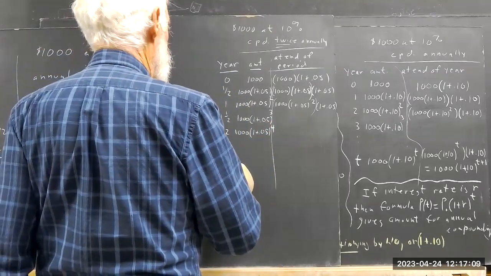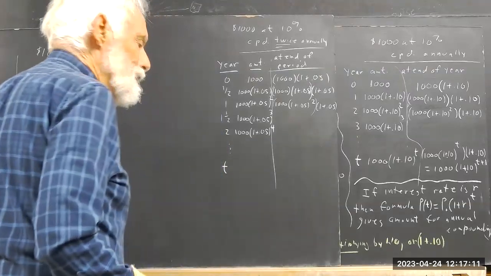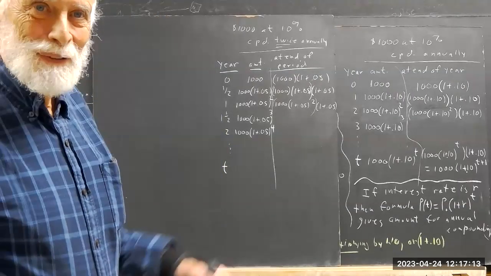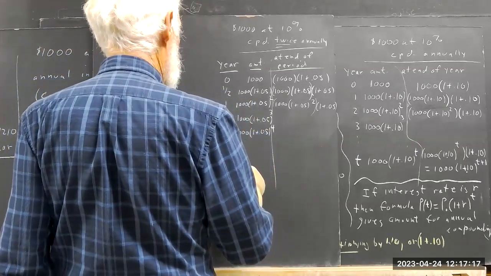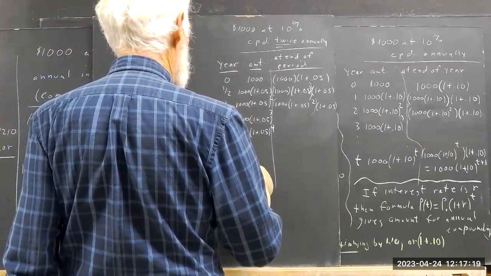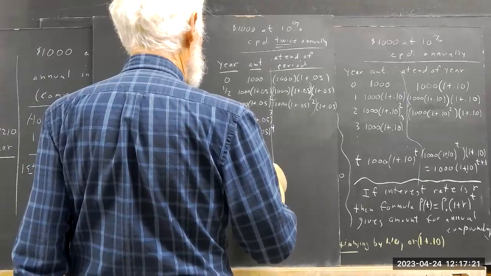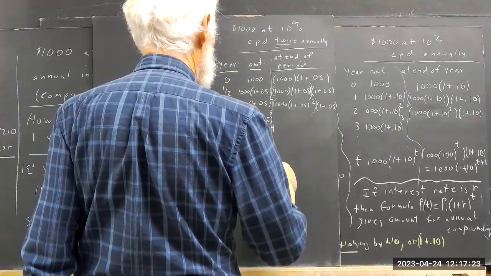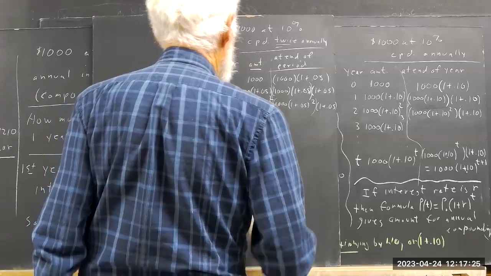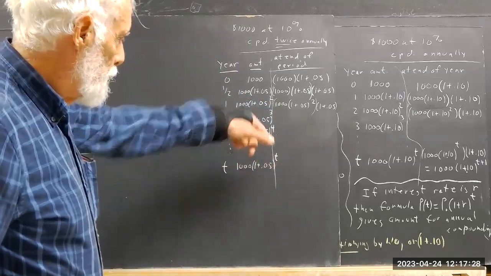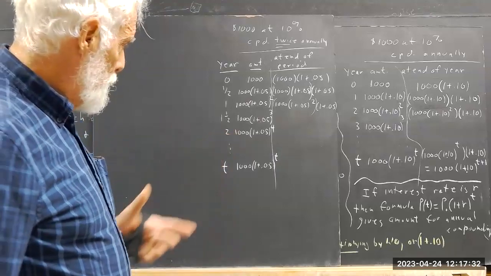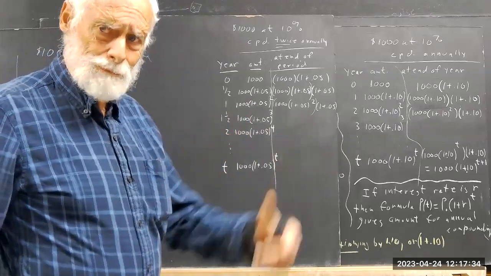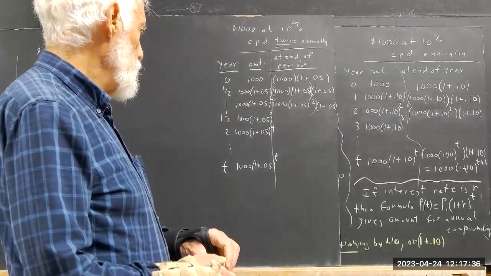Now, if we go to 2 years, there was a little glitch when I asked if we could write this out. What I got at first was 1,000 times 1 plus 0.05 raised to the T power. But then I posed the question, and maybe you want to think about the question.